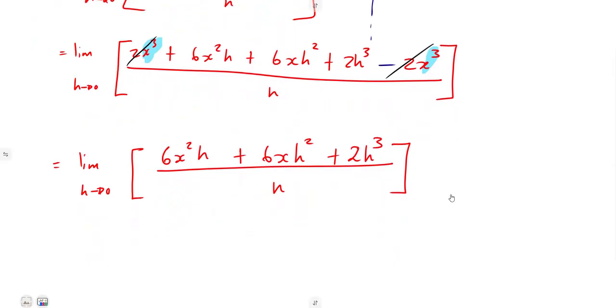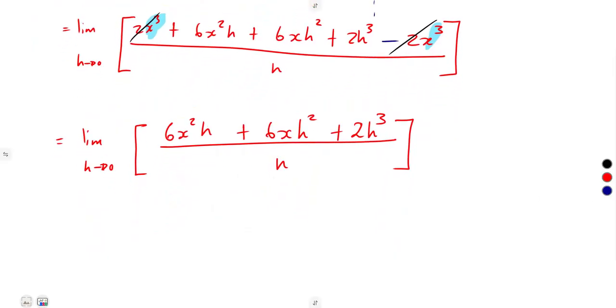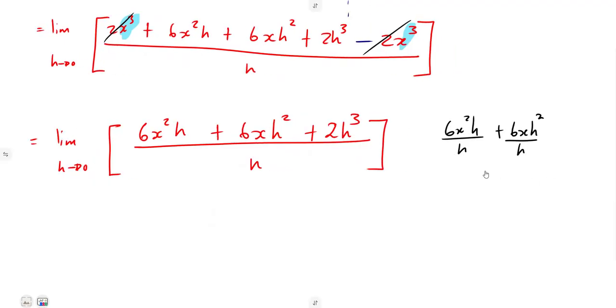We must get rid of that. So meaning to say, we must simplify the numerator, then cancel with this h in the denominator by what? Factoring out the h, or separating the terms. 6x squared h as it is over h. Then the next term plus 6x h squared over h plus the last term separate.